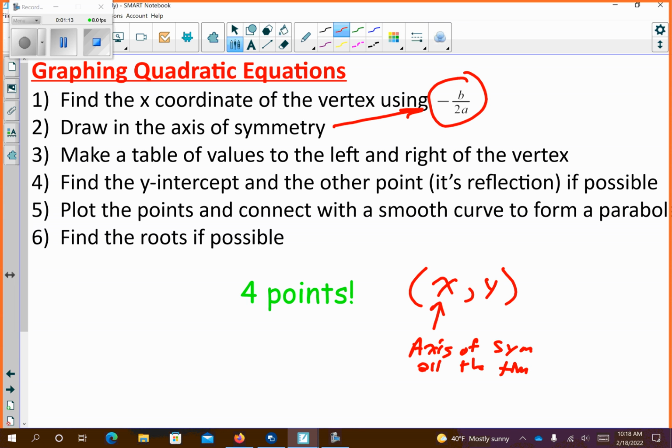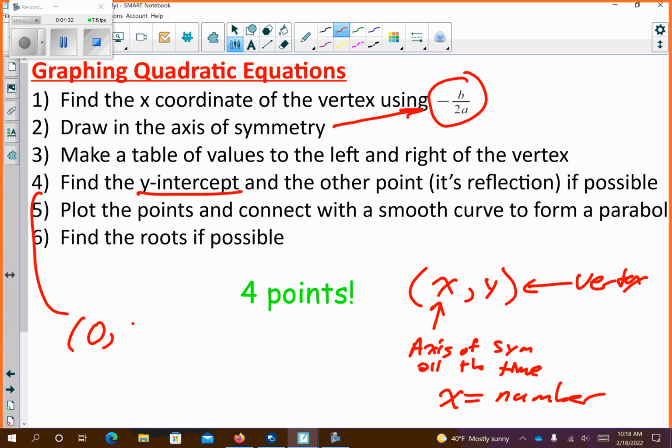And the axis of symmetry is written as a linear equation, so it's x equals a number. Okay, so if this was known as our vertex. Okay, so that's kind of the ins and outs. We also talked about the y-intercept. The y-intercept is always going to be (0, c) when our equation is written like this.